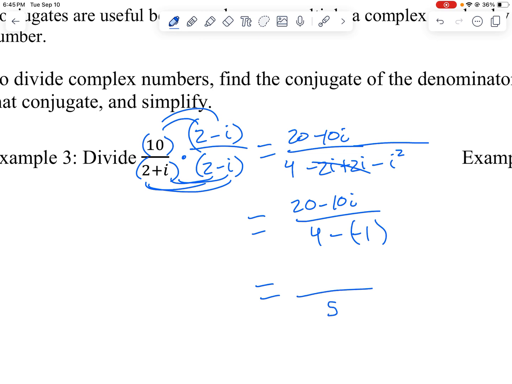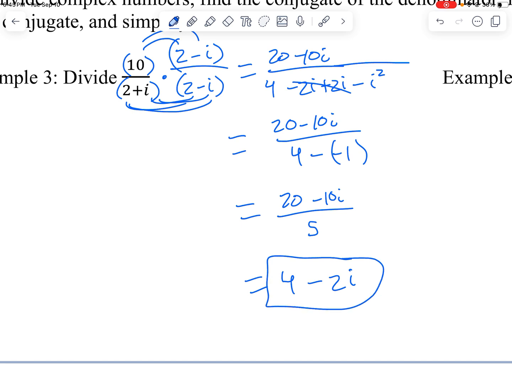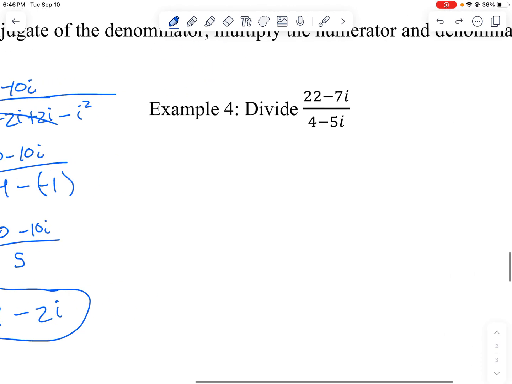So it's 5 on bottom, and we got 20 minus 10i. And since both of those numbers on top can be divided by 5, we'll go ahead and do that. We'll get 4 minus 2i. And now we're done with that one. It doesn't always work out like this. For instance, if this was like 3, then we would just stop here. But since it does go evenly into all 3 of those, we'll just divide them all by 5.